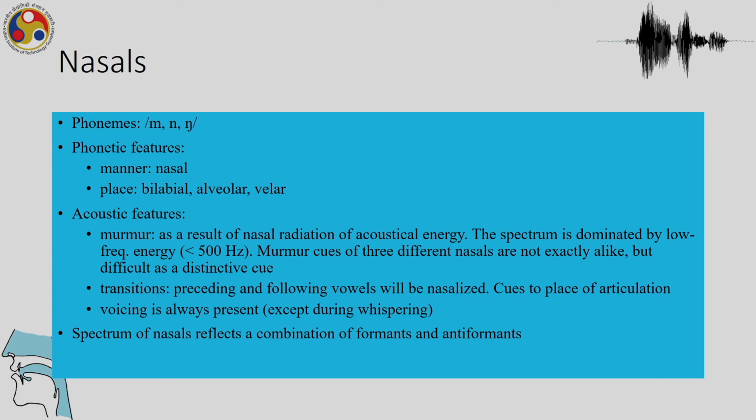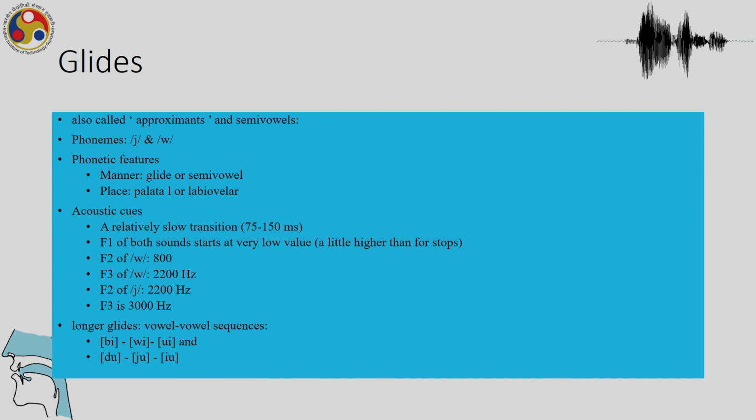And similarly for nasals, the spectrum is dominated by low frequency energy, etc., and also the nasal pole and zero, which we had talked about yesterday, are also cues for nasals. And similarly for glides, there is a relatively slow transition of 75 to 100 milliseconds, and F1 of both the sounds starts very low. The important thing about glides is that there is this movement which is quite apparent in the acoustics, and that is also a cue for its perception.